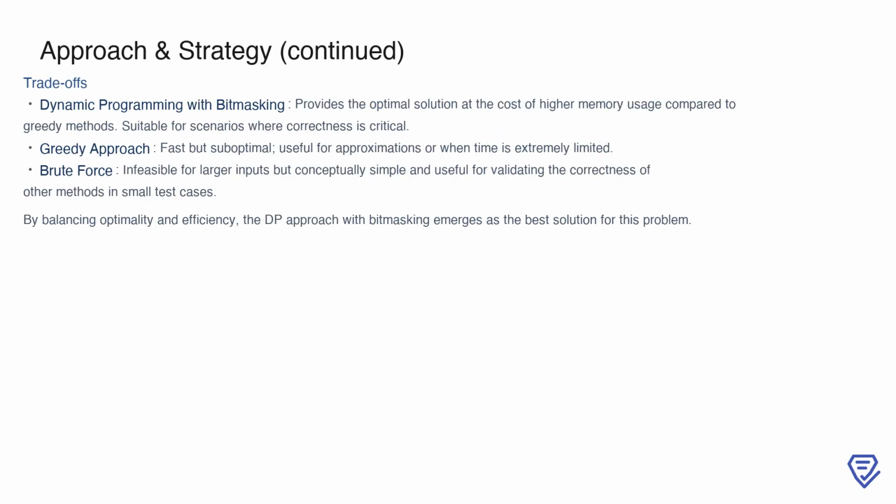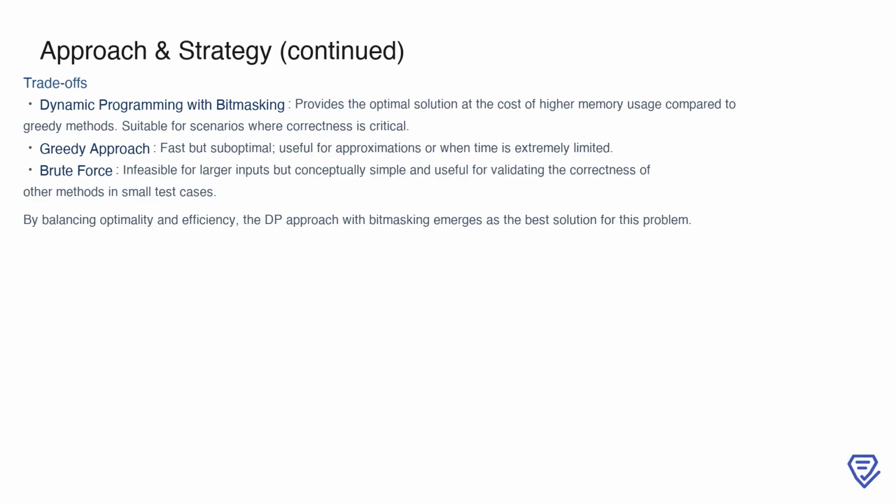Every approach comes with trade-offs, and dynamic programming with bit masking is no exception. While it guarantees the optimal solution by systematically exploring all possibilities, it requires higher memory usage compared to the greedy method. This makes it suitable for scenarios where correctness is critical and computational resources are available. On the other hand, the greedy approach is faster and simpler but sacrifices optimality, making it more appropriate for approximations or when time is a significant constraint.